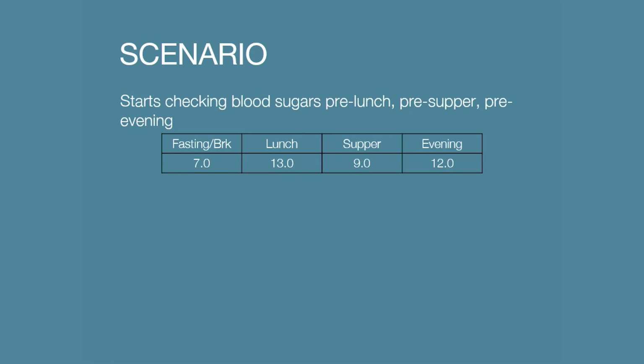A little bit later, she comes back and shows you this table, which is the average blood sugar at each time point. So you can see that the fasting blood sugar is 7, which is quite good, but the lunch, supper, and evening blood sugars are higher than we would like. And so 4 units of aspart insulin are added before each meal.